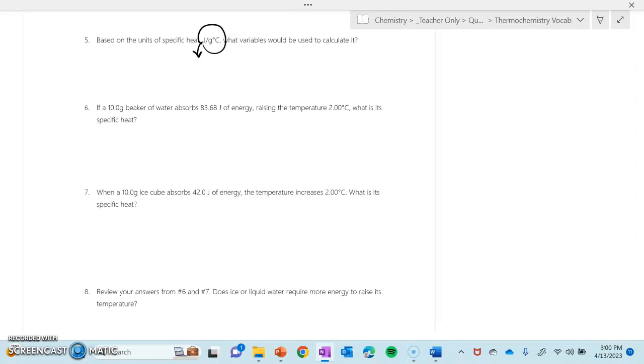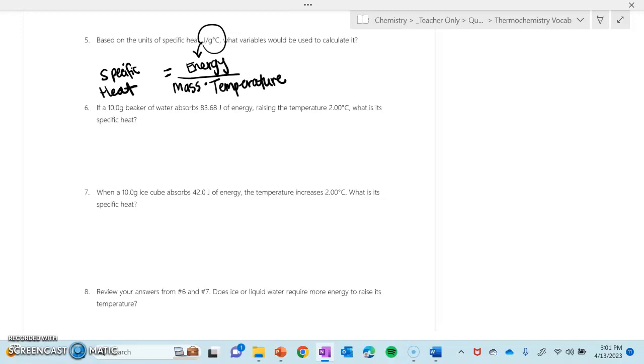So joules is energy, and it's got a slash, which is just division. Then we have grams, that's mass, and we have degrees Celsius, that's temperature. And since they're right next to each other, that is showing us they're being multiplied together. So our variables are energy, mass, and temperature, and so we can put together this equation to find the specific heat of anything that we have the energy, mass, and temperature of.